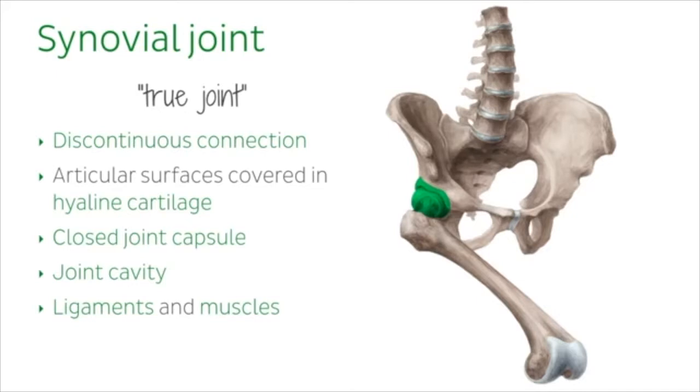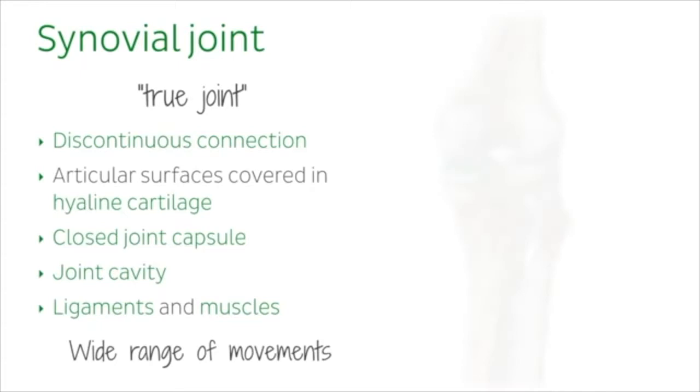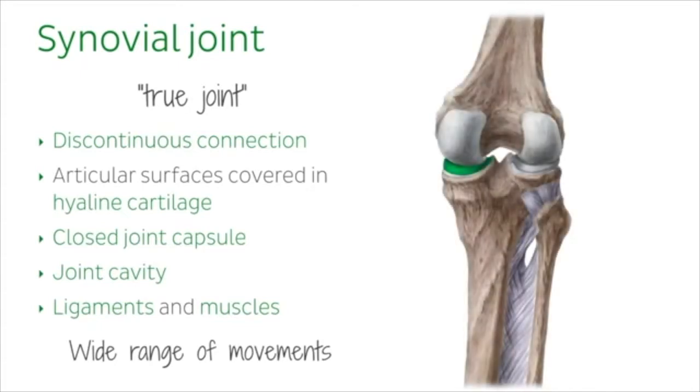The acetabulofemoral joint, or hip joint, pictured here, is an example of a synovial joint. And a synovial joint is capable of a wide range of movements and consequently may be susceptible to dislocation. Some synovial joints may also contain intra-articular surfaces that help with joint function, such as the menisci of the tibiofemoral joint, otherwise known as the knee joint.